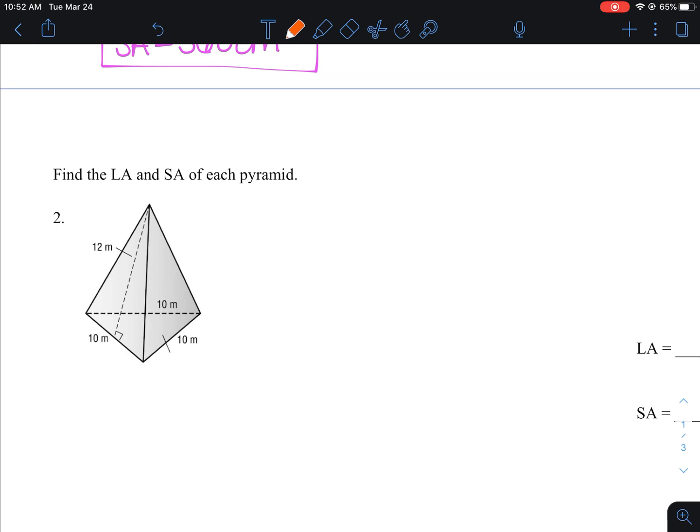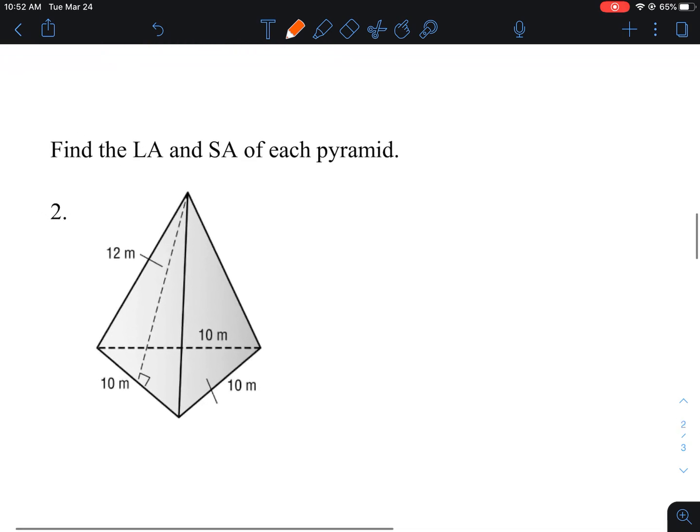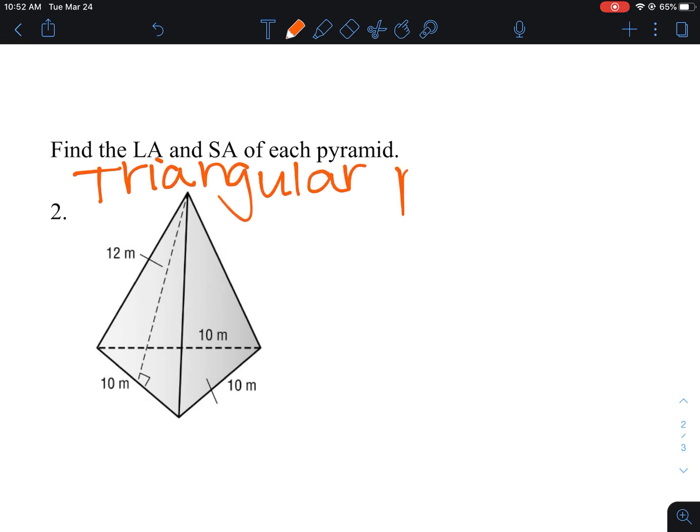So here we have another pyramid. The first one was just a regular pyramid. I'm going to say the name of all these. Do you see the shape of this base is a triangle? Okay, so this would be something called a triangular pyramid. It's a pyramid because it just has one bottom and then all the sides coming up to one point, the apex. But the base shape is a triangle, so it's a triangular pyramid.